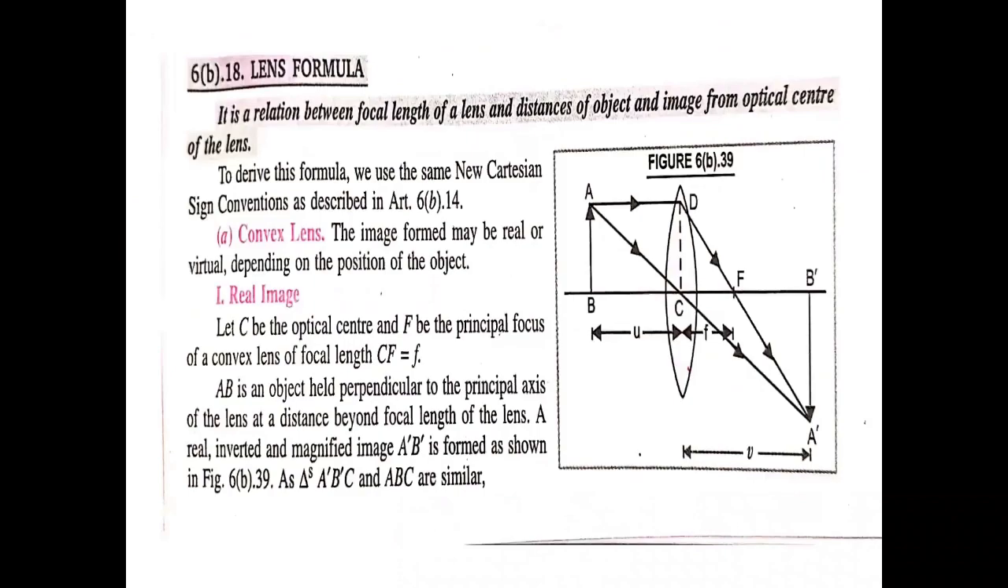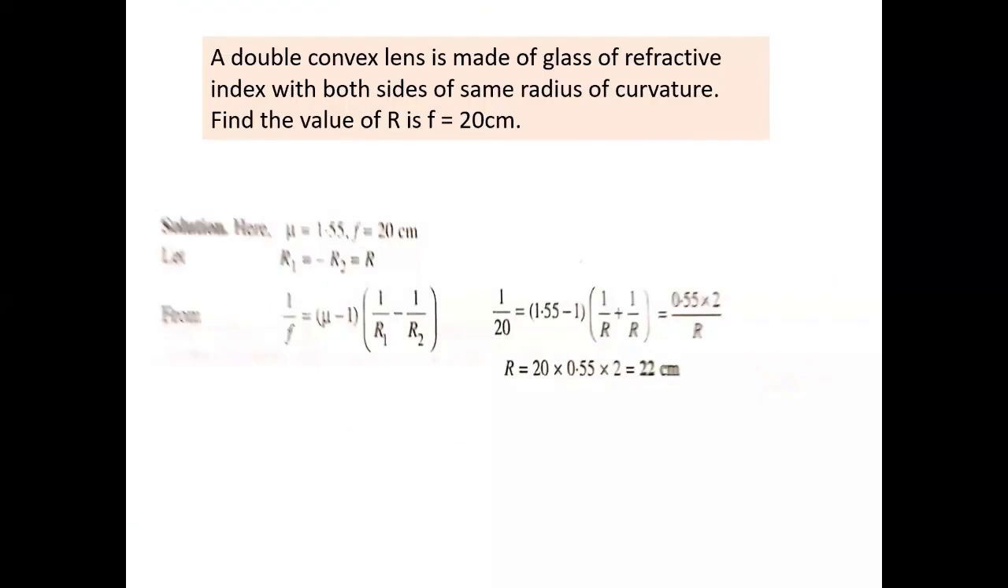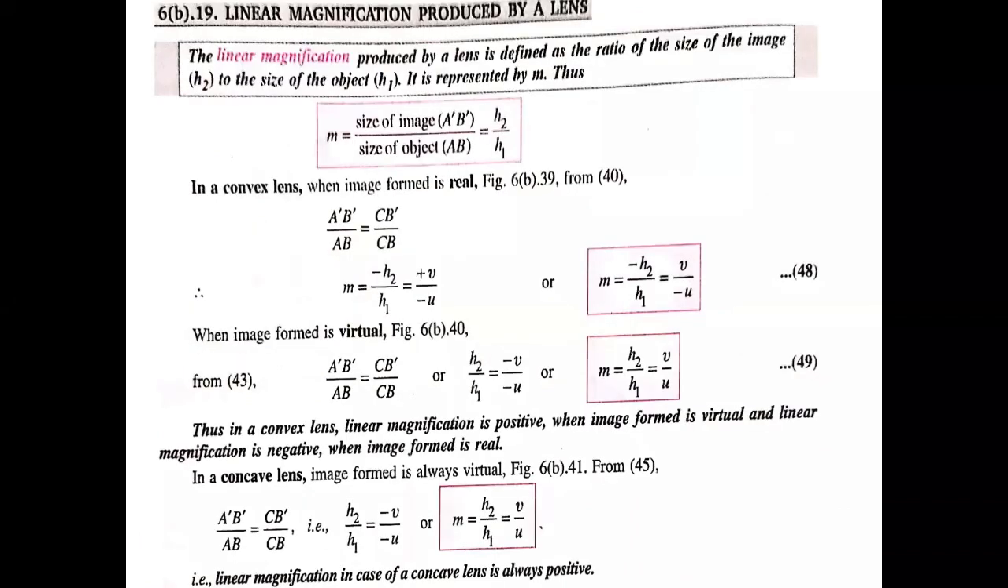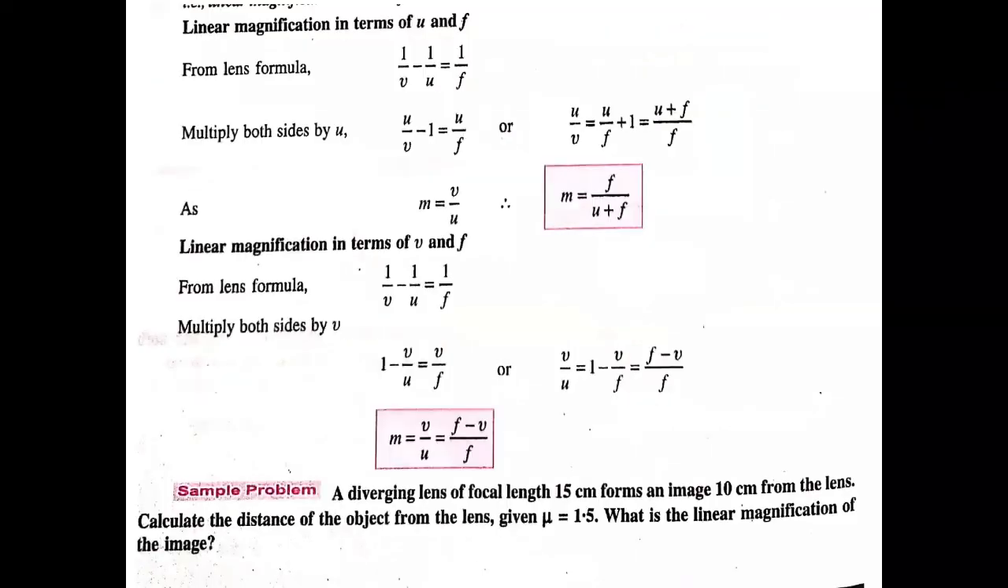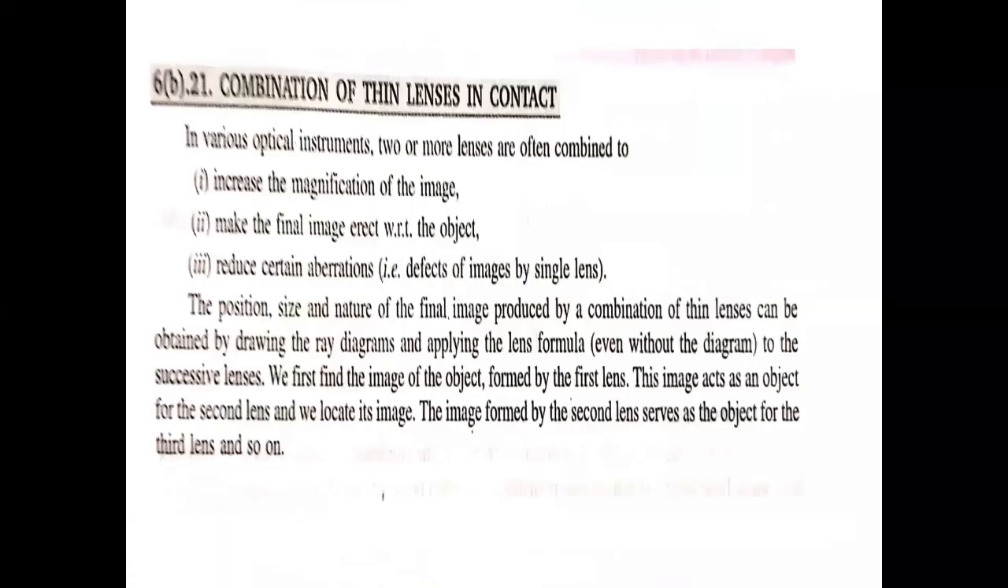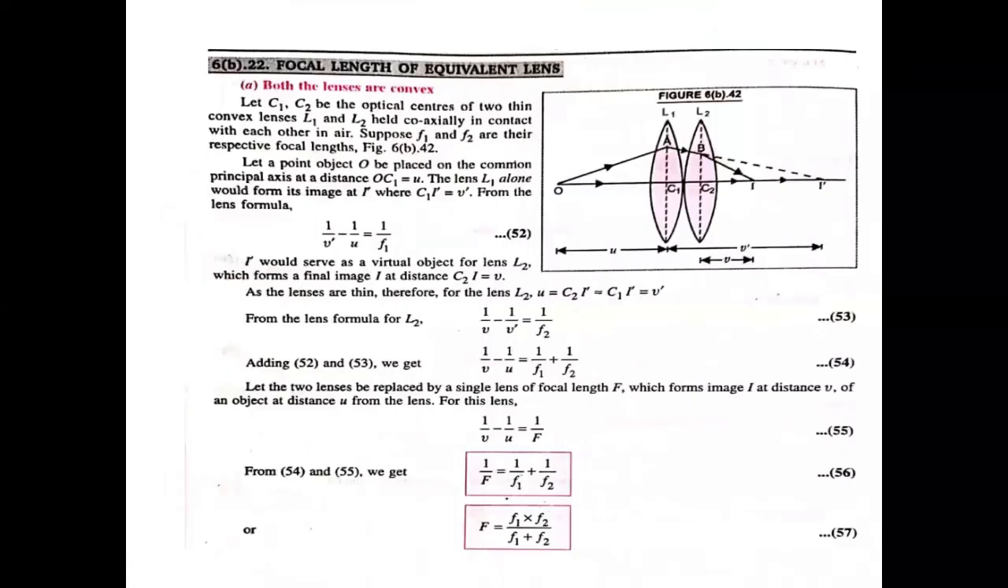So all this principal focus, lens formula. Now we derive thin lens formula. Linear magnification: H dash by H is equal to V by U. And combination, mostly questions are, I've seen many board questions based on combination. This derivation is very important. Please tell the children this derivation they have to learn. So they have derived the expression for the effective focal length of combination of two thin lenses.